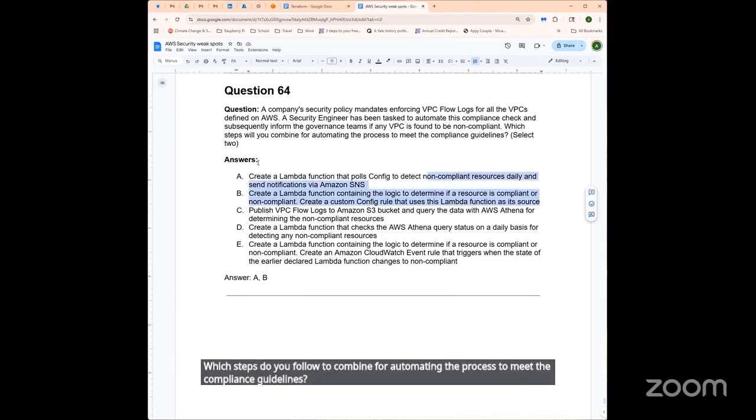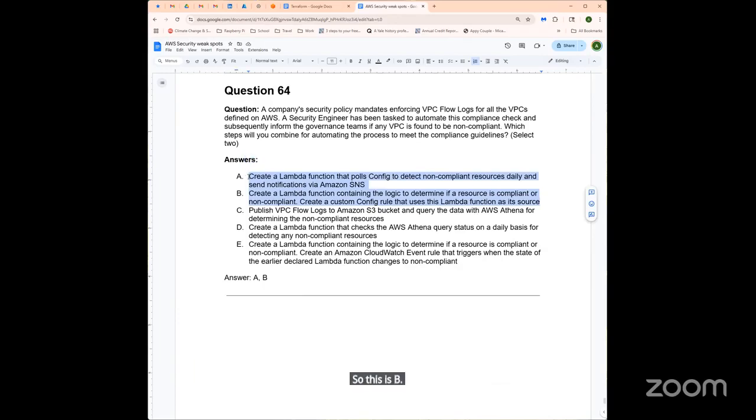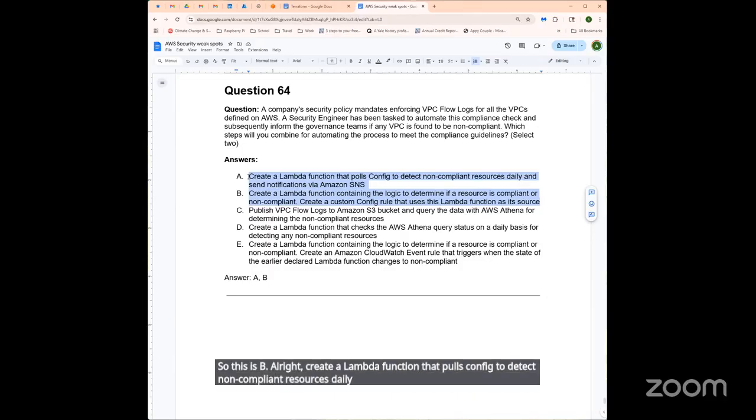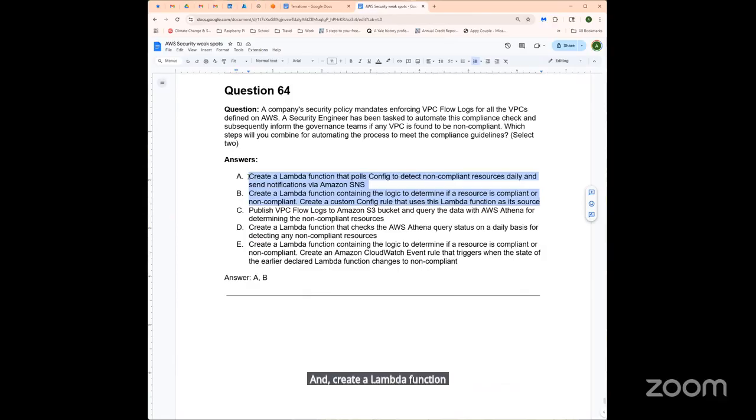This is B. All right. Create a Lambda function that polls Config to detect non-compliant resources daily and send notifications via SNS. And create a Lambda function containing the logic to determine if a resource is compliant or non-compliant. Create a custom Config rule that uses this Lambda function as its source. That's perfect. Why is this correct?